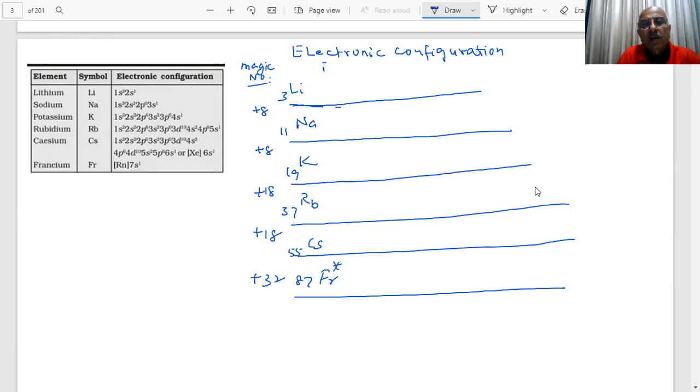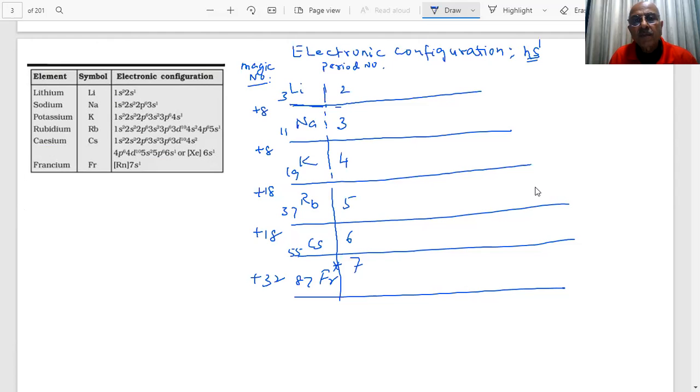Tell me the period number. Students, what is the period number of lithium? Which period is lithium in the periodic table? The valence shell electronic configuration is ns1. What is the period number of lithium? You have learned the periodic table. 2. Sodium belongs to the third period, potassium the fourth period, then fifth, sixth, seventh.